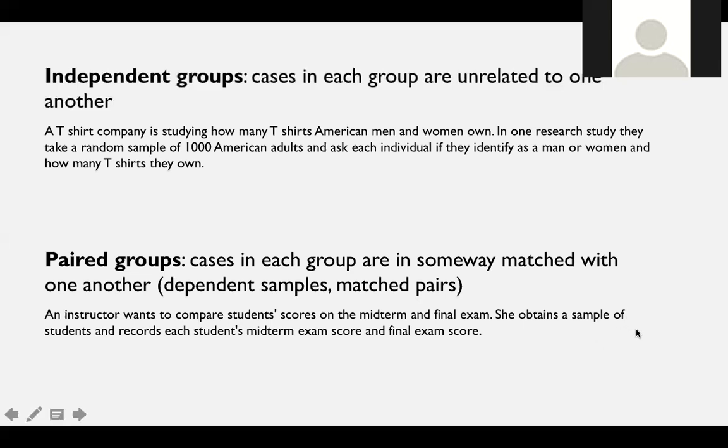And then paired groups are dependent on one another. You may hear them later in the semester called dependent samples or matched pairs. An example here is that an instructor wants to compare student scores on a midterm and final exam. She obtains a sample of students and records each student's midterm exam score and final exam score. So this is comparing one student's prior exam score and that same student's score after.